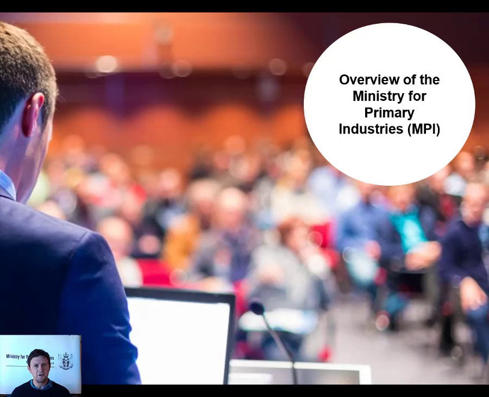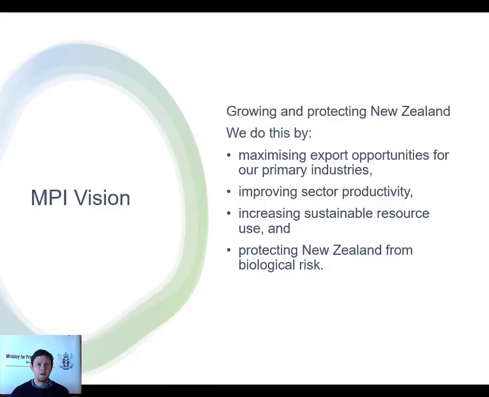So very quickly, just an overview of the Ministry for Primary Industries. Our primary goal or primary mission is to grow and protect New Zealand, and we do this first of all by maximising our export opportunities for all our primary industries, whether that be seafood, red meat, dairy, the forestry sector, but we also look to improve sector productivity. We do have a significant and increasing focus on sustainable resource use, and ensuring we are meeting sustainable requirements when developing our primary industry policy and standards, and obviously protecting New Zealand from biological risk, which is a really key part in our MPI vision. If we can't protect, then we're not going to grow efficiently.